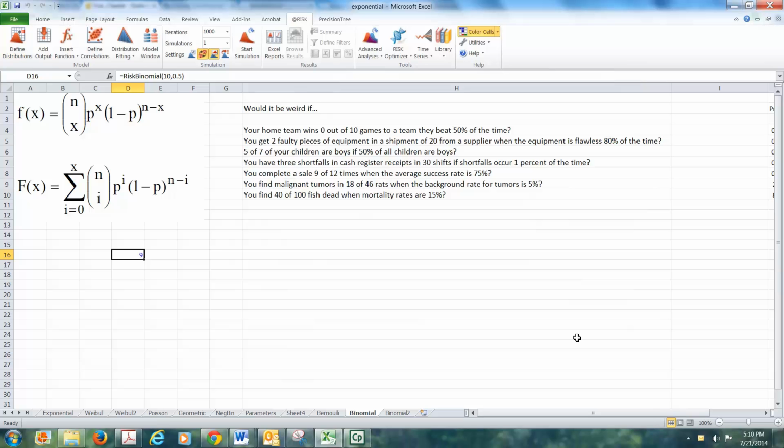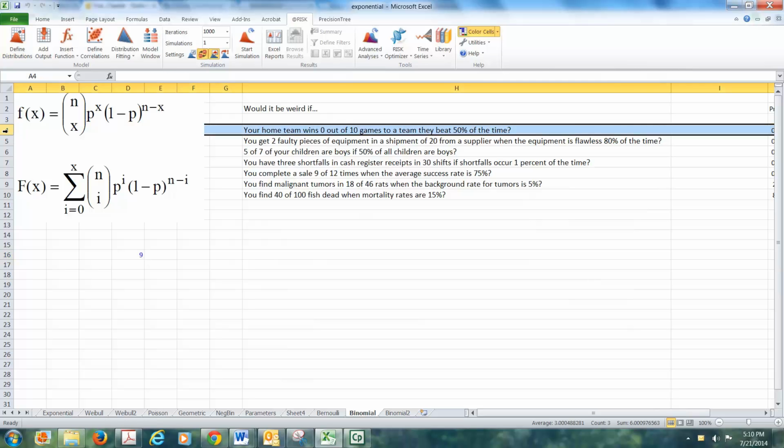One of the most useful applications of the binomial distribution is that it helps us identify things that are weird. Now, that's not a very scientific term, but I like to use it because it's so descriptive. So here are some examples to consider. We're going to look at a number of examples, beginning with your home team wins no games out of 10 to a team they beat 50% of the time. Would that be weird if that happened?